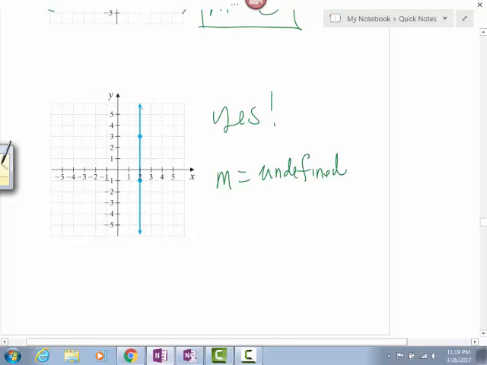So whether that vertical line passes here at 2, or if it were to pass at 5, or if it were to pass at -3, all those lines there would have an undefined slope.